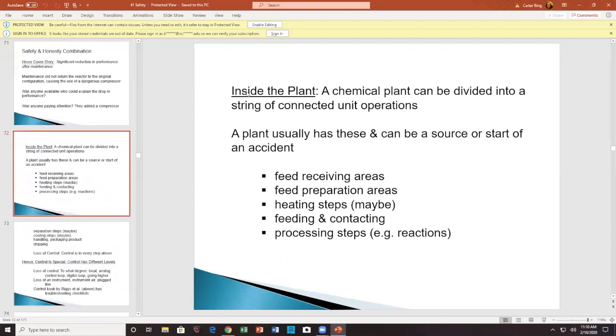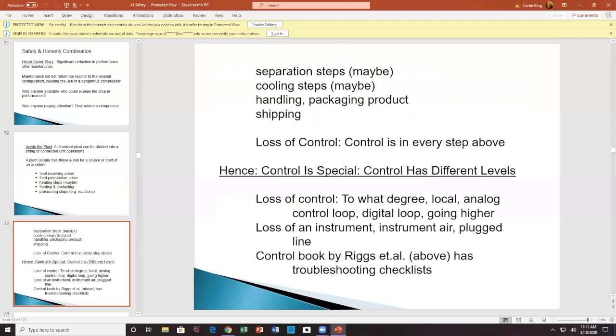So inside the plant, well, a chemical plant can be divided into a string of connected unit operations. So you can play accident hunting games. You want to find what can be a source or start of an accident. Receiving areas. Feed preparation areas, anything wrong with that? By the way, feed, obviously you've got to watch out. You have feed variations. Are you monitoring the feed variations? Heating steps, feeding and contacting. All right, how's feeding and contacting done? All right. Separation steps, cooling steps. What happens if you lose cooling water? Do you have a backup? Or a secondary cooling method.